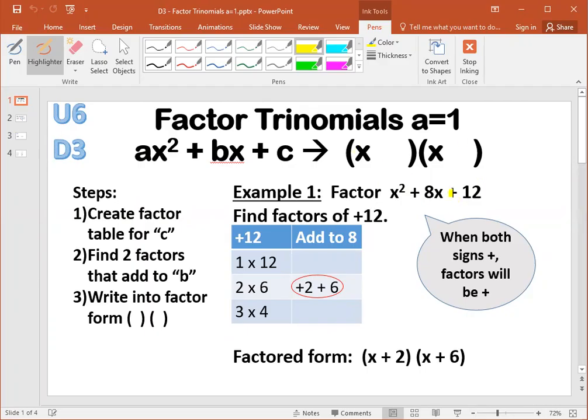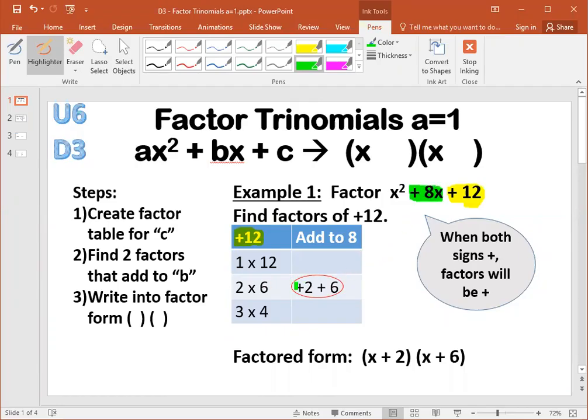The first thing I'm going to do is look at the back end, the c, and it's 12, so I need to find factors of 12. Factors of 12: 1 times 12, 2 times 6, 3 times 4. And now they have to add to 8. So I'm trying to find factors that add up to 8.